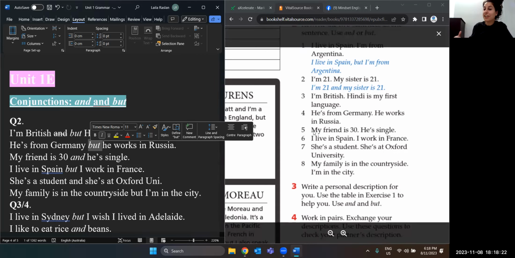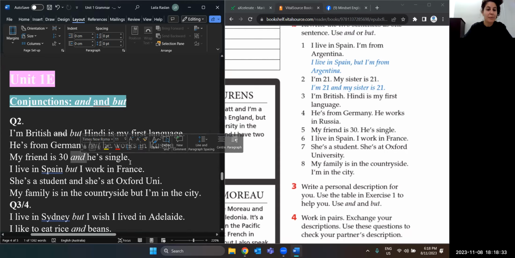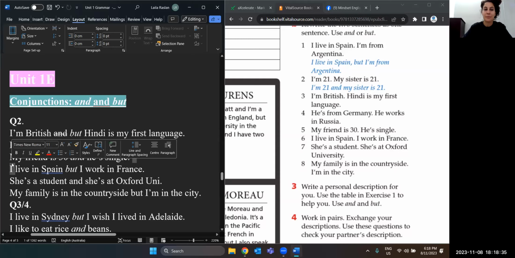Number 5: my friend is 30. He's single. Now it looks like I'm adding information. My friend is 30 and he's single. Yeah, I'm adding information about him.